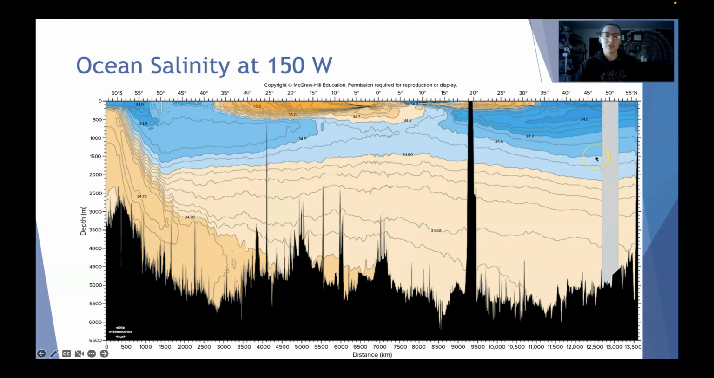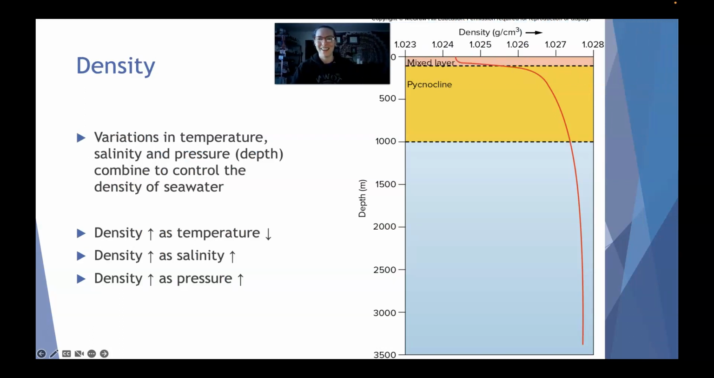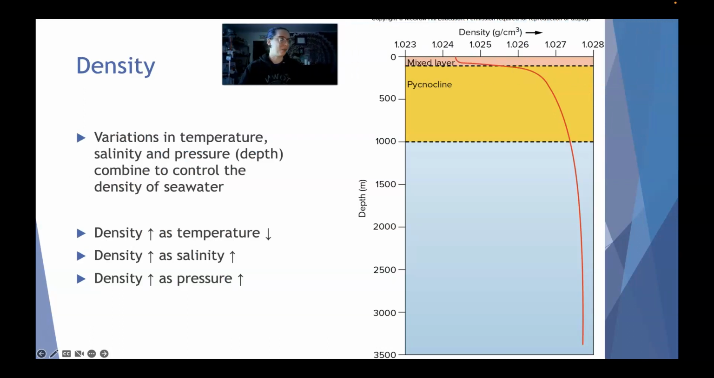The last thing I want to touch on is something called the density. All these things combining together will give us the thermohaline circulation, but that's next. With density, we know that there are changes in these variables in reference to temperature, in reference to salinity, and lastly in reference to pressure, so depth, right? All of these things combined can control the density of seawater.